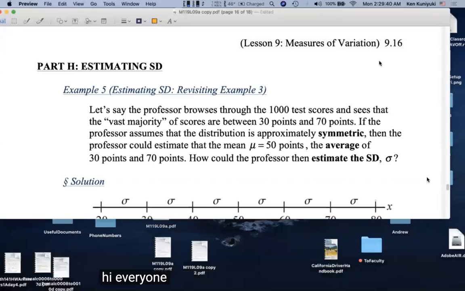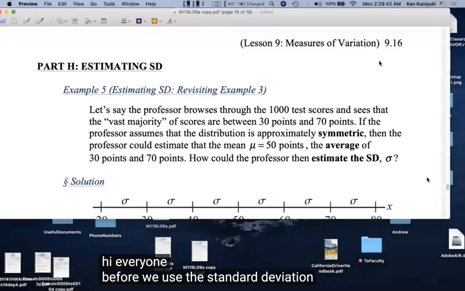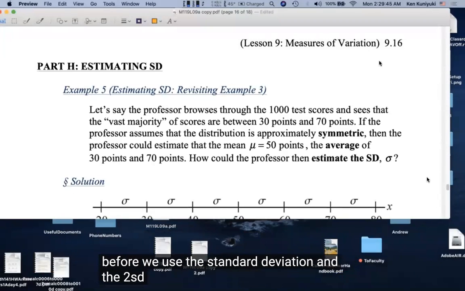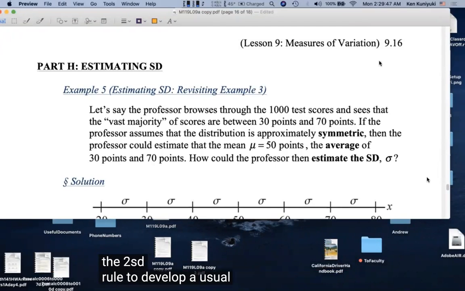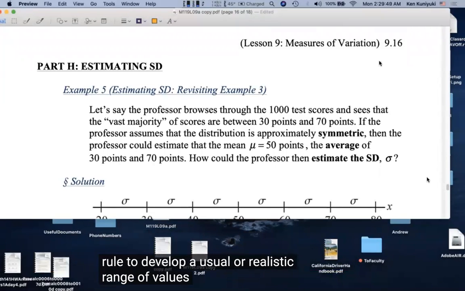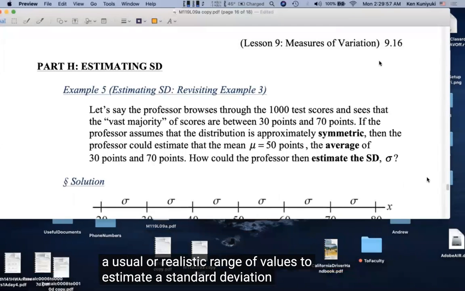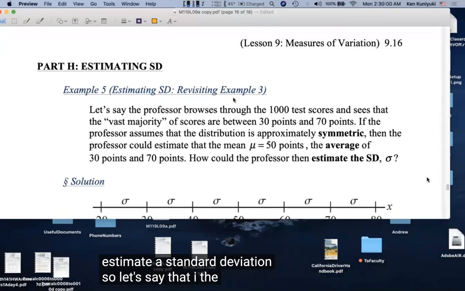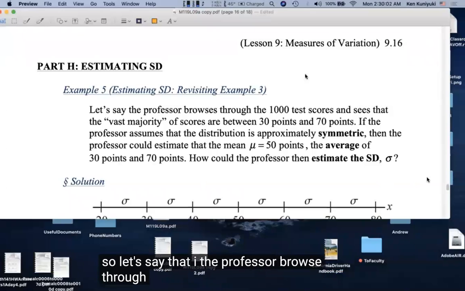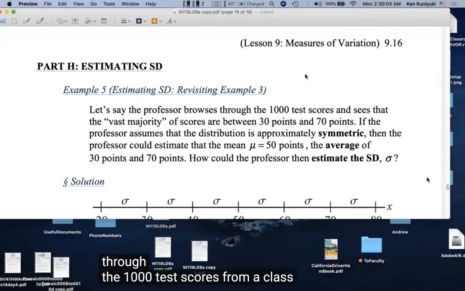Okay. Hi, everyone. Before, we used the standard deviation and the 2SD rule to develop a usual or realistic range of values. Now let's do it in reverse. How would we use a usual or realistic range of values to estimate a standard deviation? So let's say that I, the professor, browse through the 1,000 test scores from a class test.